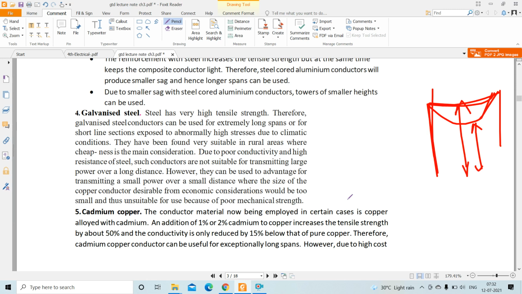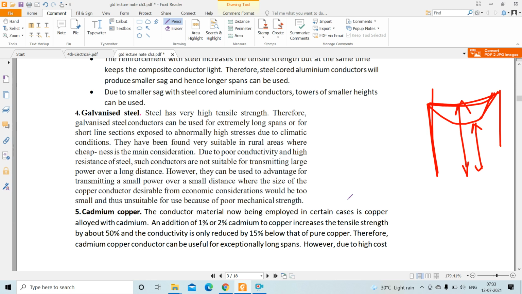However, they can be used to advantage for transmitting small power over a small distance where size of the copper conductor desirable from economic consideration would be too small and thus unsuitable for use because of poor mechanical strength. Okay, so galvanized steel can be used for small distance case, for transmitting power in small distance where the size of conductor is very small. So in this case we can use galvanized steel rather than copper conductor. Okay.